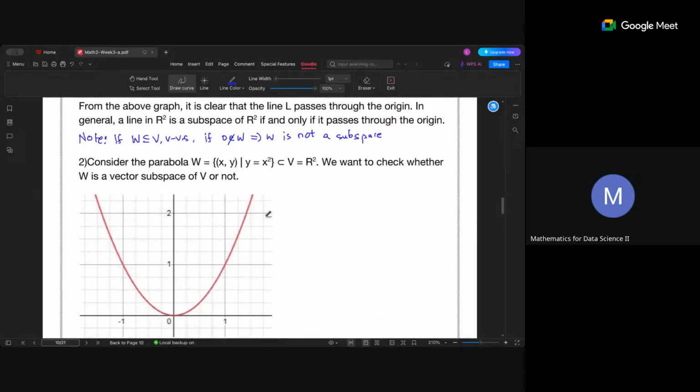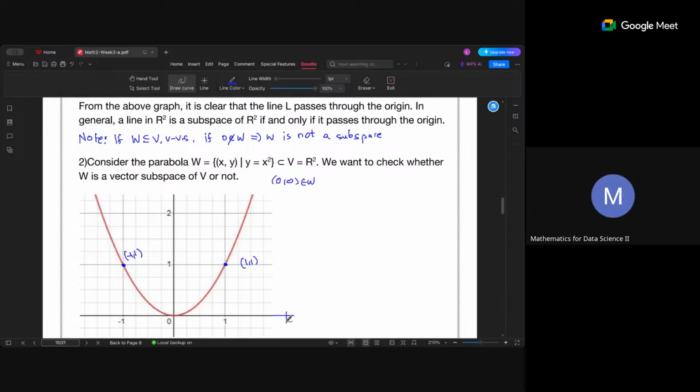So it is possible that the 0 vector is there in your W, but still it is not a subspace. For example, look at this. Here you see that (0,0) belongs to W, but you are having a parabola. Will it be closed under addition? No, ma'am. For example, take these 2 points: (1,1) and (-1,1). What is the sum of these two vectors? (0,2).